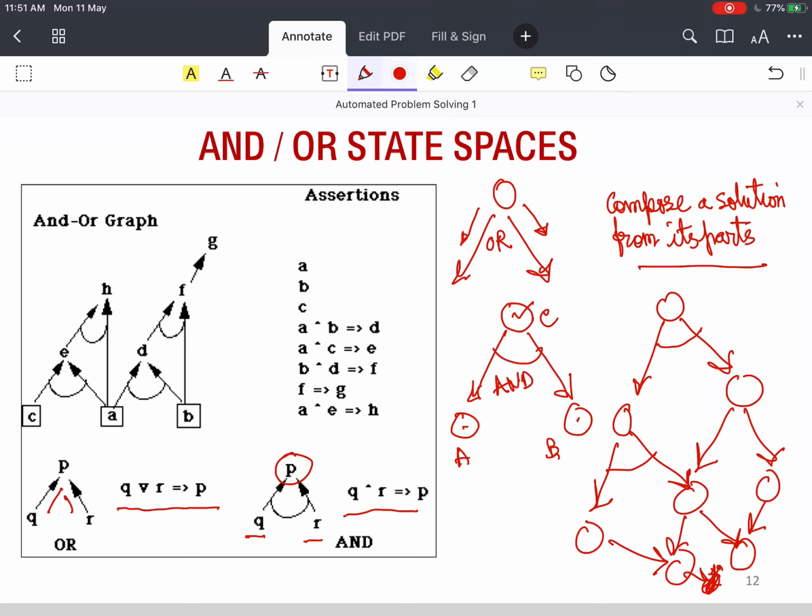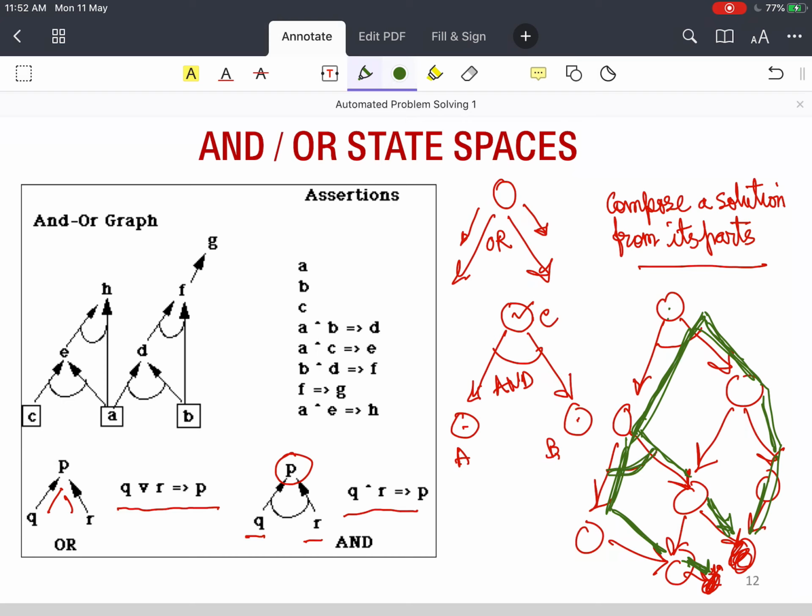Therefore, if this is my goal and this is my goal, then one solution to this problem could be this, because I have reached the goal, but this cannot be a solution because this node is an AND node. And to solve this node, I need to solve both its successors. So I have to solve this successor. This is an AND node, so I have to solve this successor. This is an AND node, I have to solve this successor. This reaches this goal. From here, I can take this path. So this green solution now is my actual solution because now I have got AND nodes.